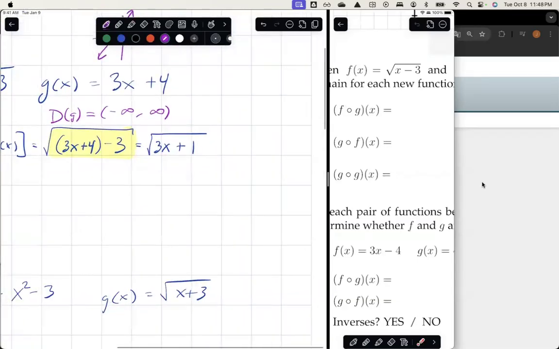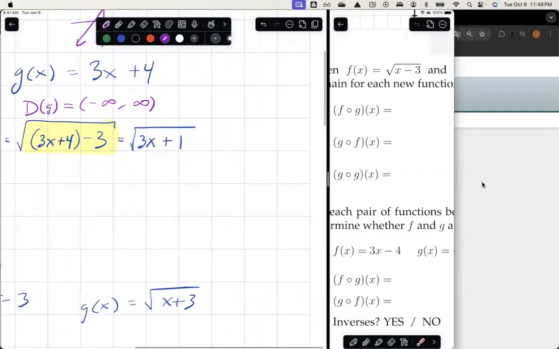The composite function is a square root function. And under the square root, we have 3x plus 4 minus 3. And we want to set that greater than or equal to 0. So 3x plus 1 is greater than or equal to 0. If we subtract the 1 over, 3x is greater than or equal to negative 1. And dividing by 3 on both sides gives us x is greater than or equal to negative 1 over 3.